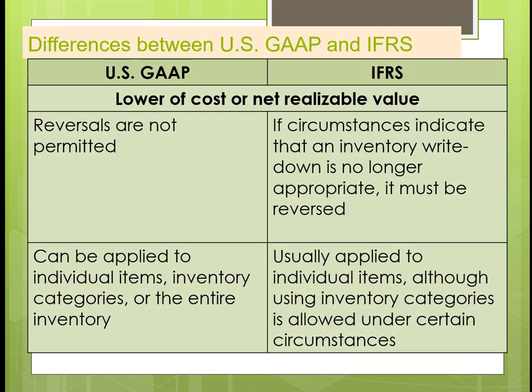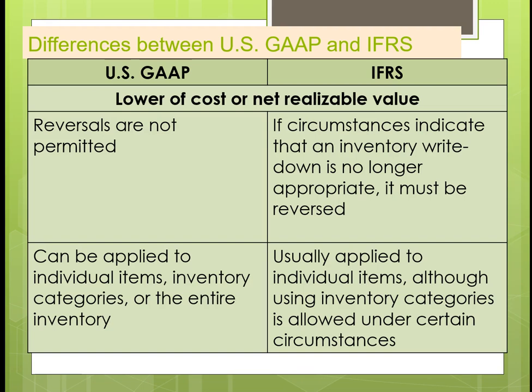Now here's a comparison between GAAP and the international standard. Under GAAP, we cannot reverse any write-downs, but under the international standard, under certain circumstances, we can. Under GAAP, we can apply it to individual items, inventory categories, or the entire inventory. Under the international standard, they really want it applied to individual items. Under certain circumstances, they'll allow you to do categories, but they really want you to do it to items, which personally I think is the best way.